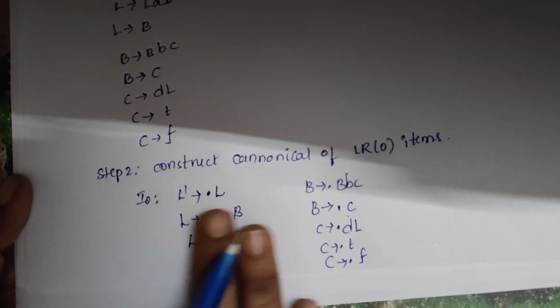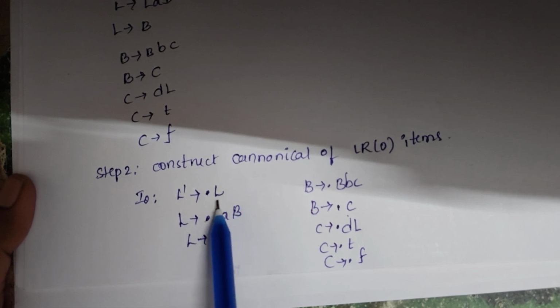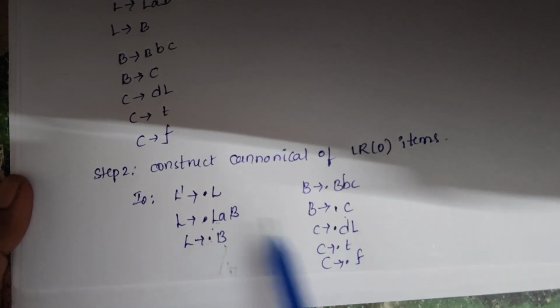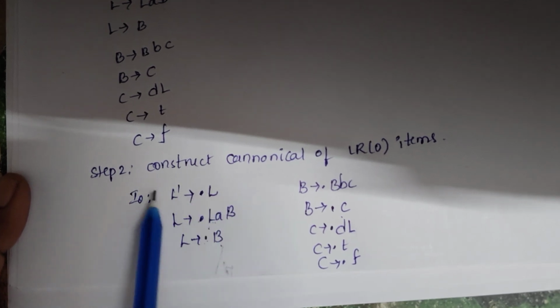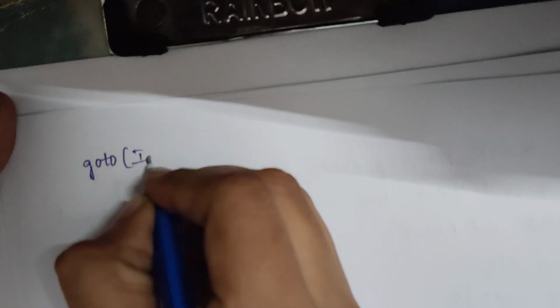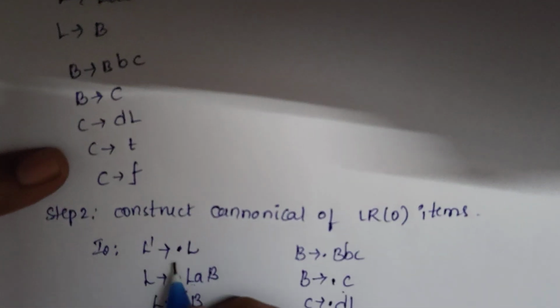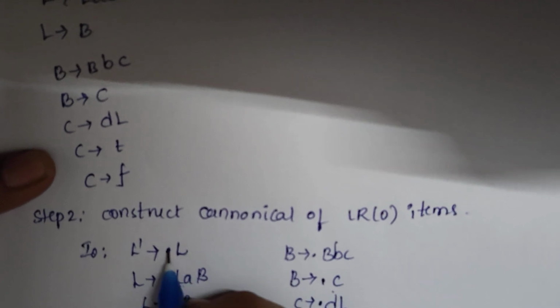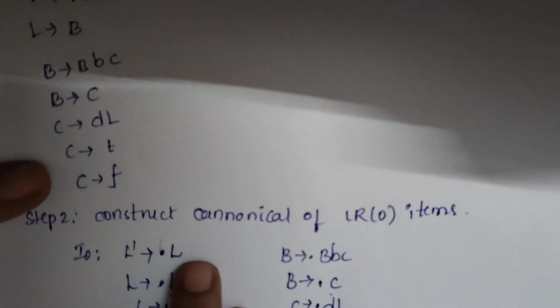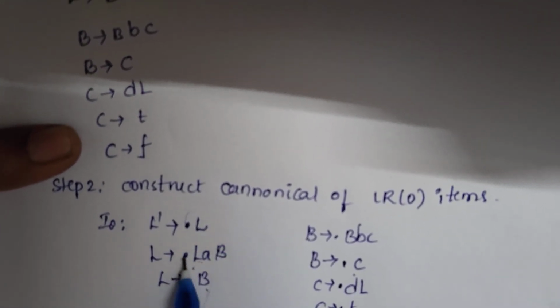Now we need to shift the dot. If a dot is before some element, for all such items we shift the dots. Let's construct I1. In I0, the first element to shift on is L, from the item L dash produces dot L. How many items have dot before L? Only two, so this dot will be shifted here, and this dot will be shifted here.